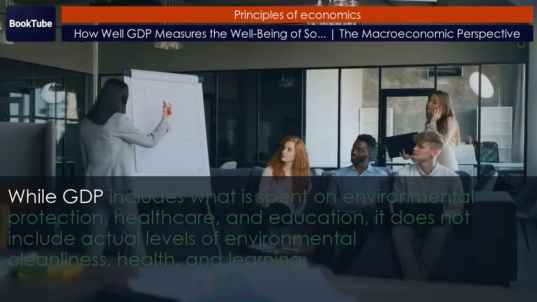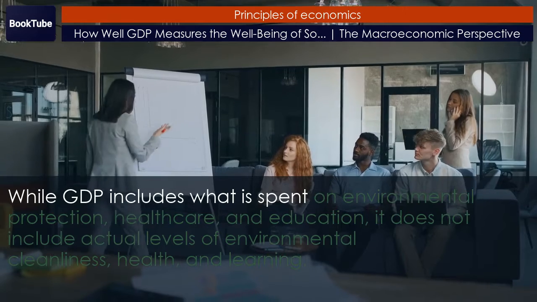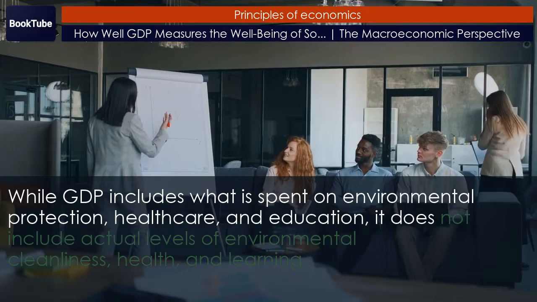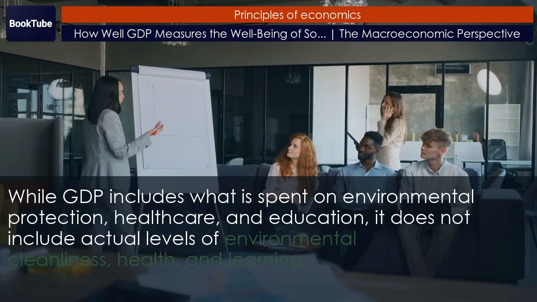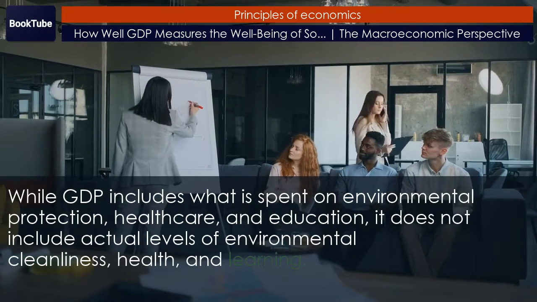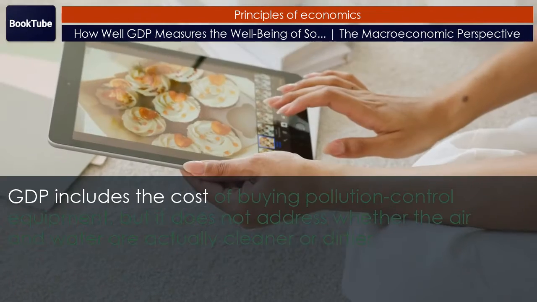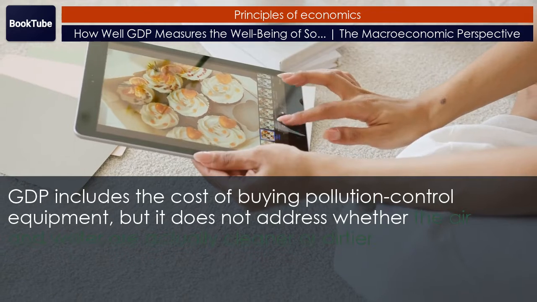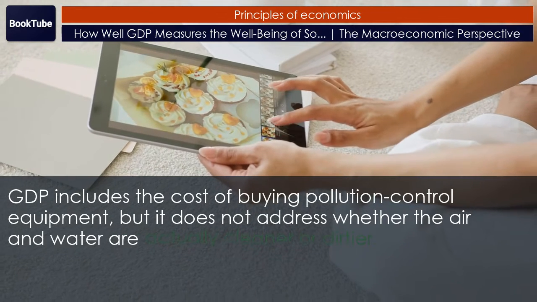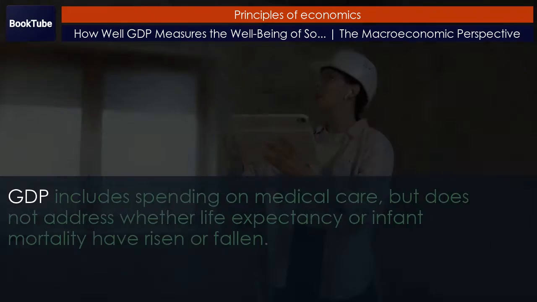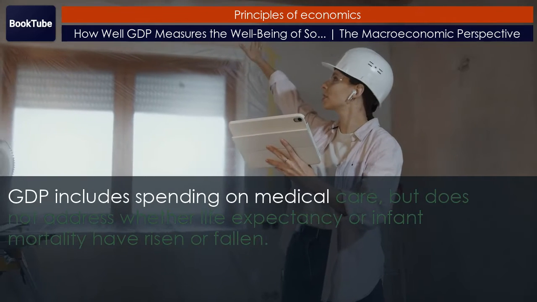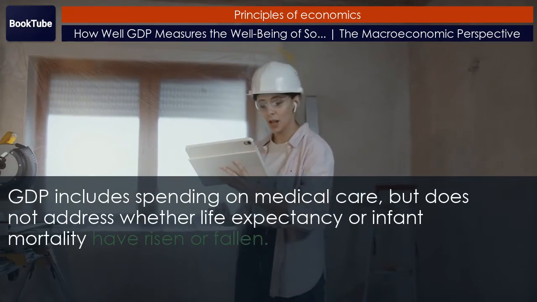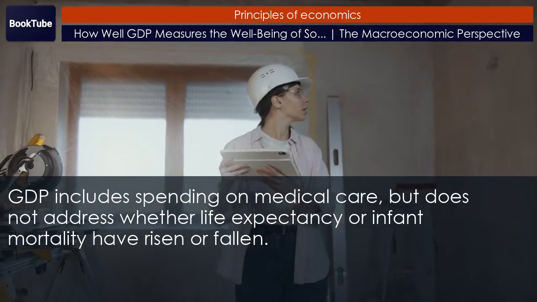While GDP includes what is spent on environmental protection, healthcare, and education, it does not include actual levels of environmental cleanliness, health, and learning. GDP includes the cost of buying pollution control equipment, but it does not address whether the air and water are actually cleaner or dirtier. GDP includes spending on medical care, but does not address whether life expectancy or infant mortality have risen or fallen.